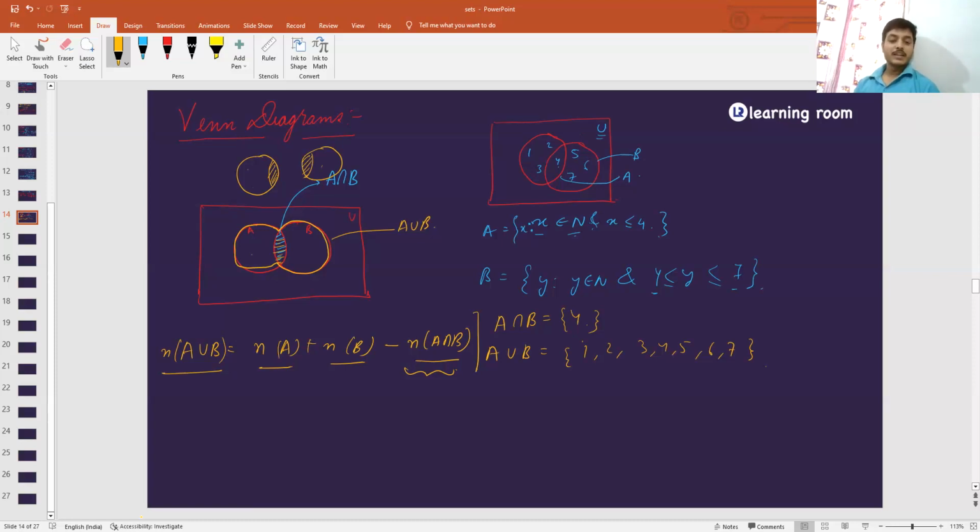Next thing. Now tell me, if we have sets like this, this is set A, this is set B. Can you tell me what this part shows?